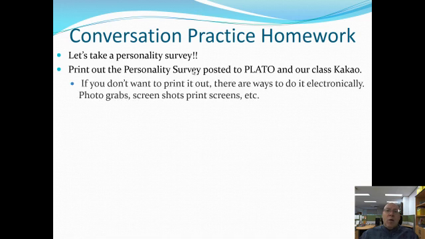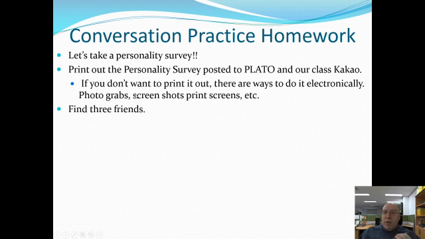You're going to print it out, or if you don't want to print it out, there are other ways that you can use it electronically. You can use a print screen. You can use a photo grab and edit it with some marks, screenshots. You can do all sorts of things. So if you don't want to print it out, you can just do it like that. After you print it out or after you screenshot it, you're going to find 3 friends.